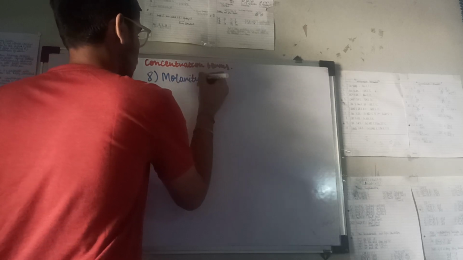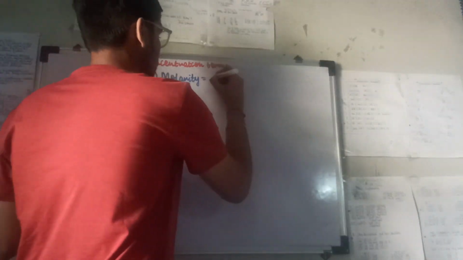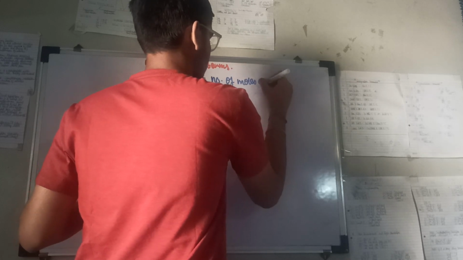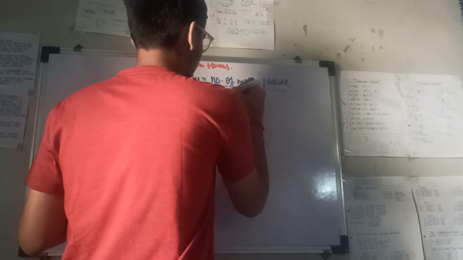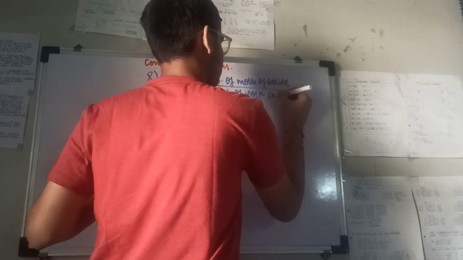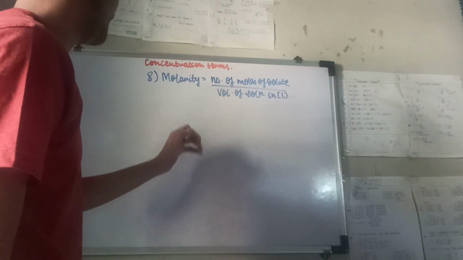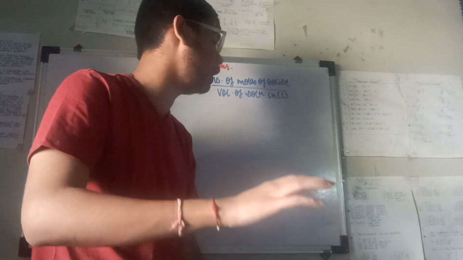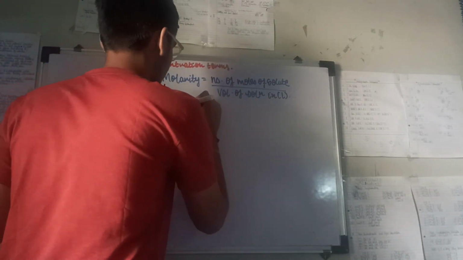So 8, molarity. Molarity is number of moles of solute by volume of solution in liters. So for molarity we have to calculate the number of moles of solute and then just divide it by volume of solution in liters. This simply is giving us the concentration.